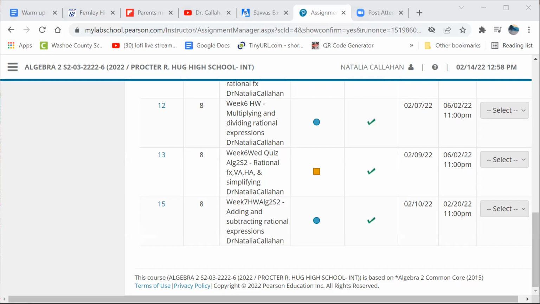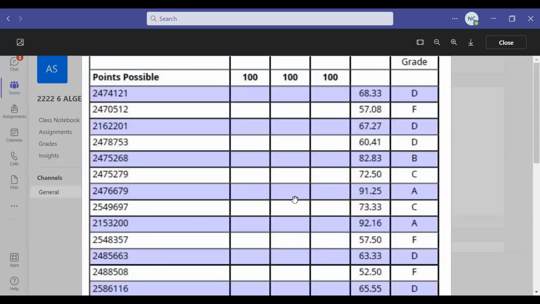And just go to Algebra 2. And once you're in Algebra 2, this is your grade breakdown. Your class average is a 67%. So it's a little bit lower than I would prefer to have, but it is what it is. So take a look at your student ID and where you fall.